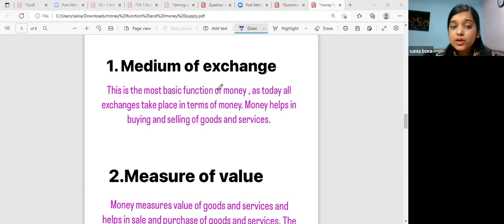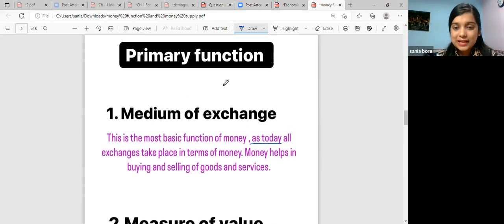Why? Because today, all exchanges take place in money. Now, ma'am, why have you written 'today'? Because according to us, from the time we were born, we have seen that we were using money. But why have you mentioned 'today'? So I'll tell you that today we are using money, but earlier there was a barter system. Earlier there was no money, no coins, no rupees, no notes, nothing. There was a barter system.